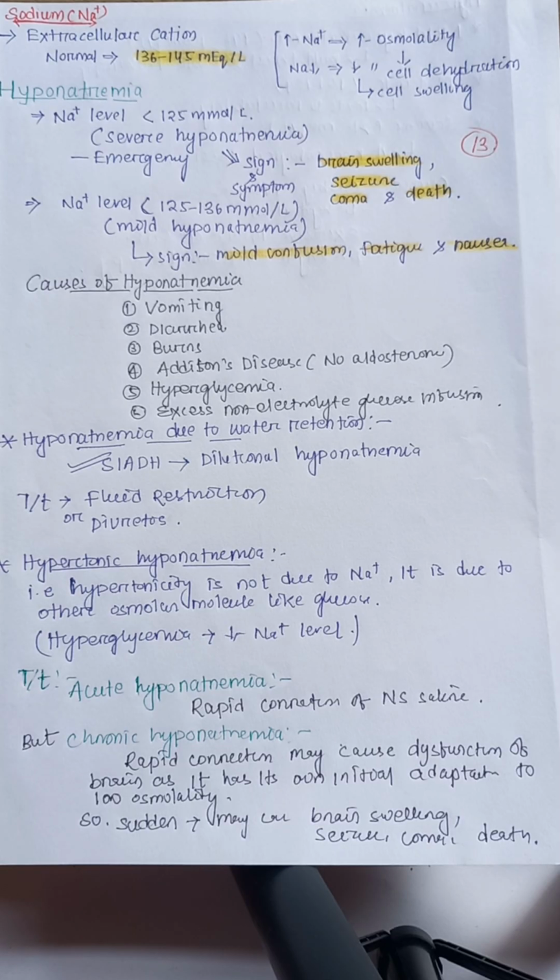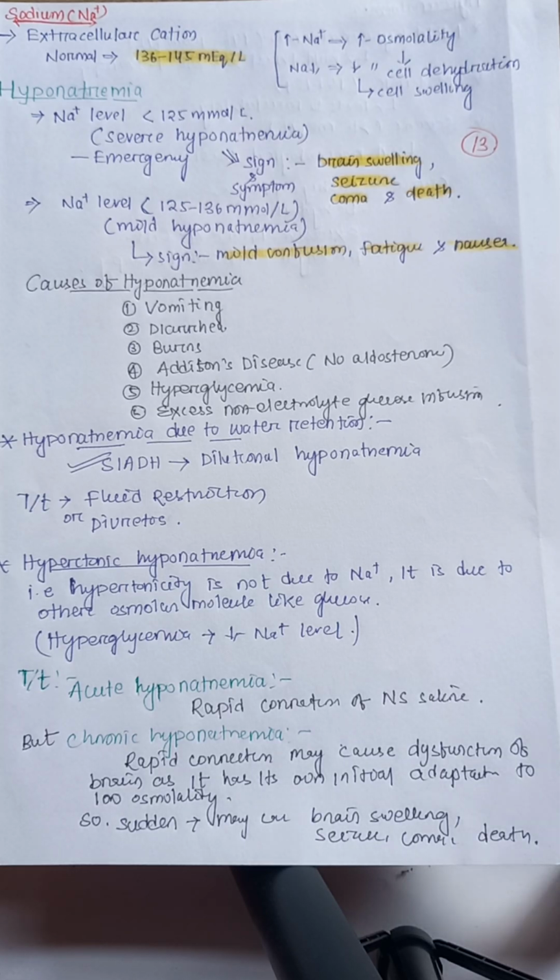Okay, so sodium is the extracellular cation. The normal level is 136 to 145 milliequivalents per liter. One thing you should also know: increased sodium means increased osmolarity. Sodium is mostly responsible for extracellular fluid volume retention. So if sodium is low, cell swelling happens, and if sodium is high, cell dehydration happens.